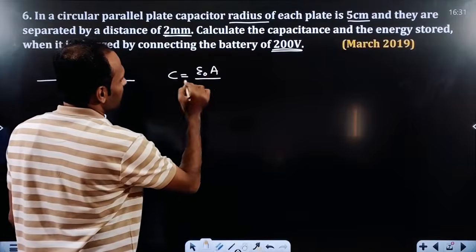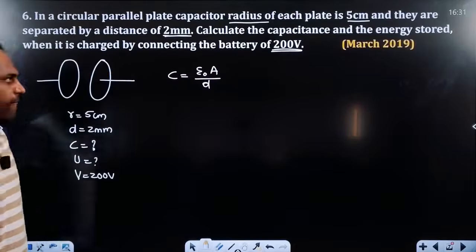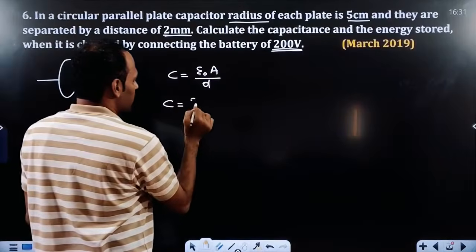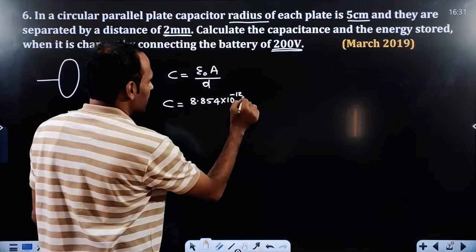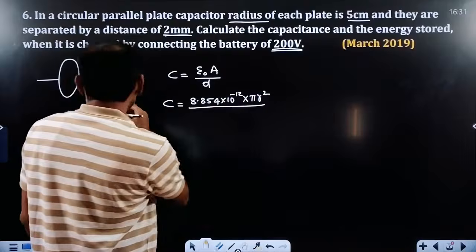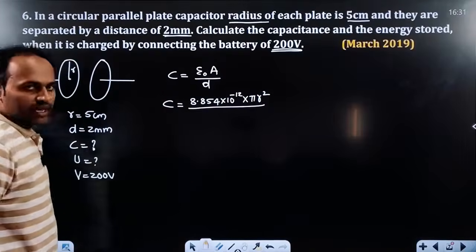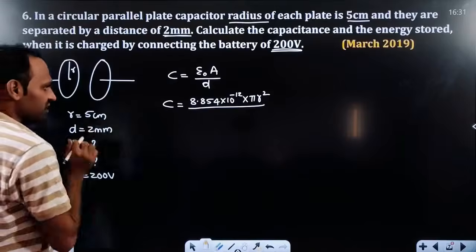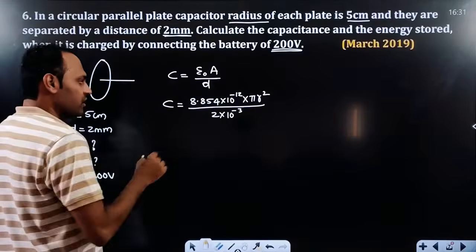Whatever the shape of the plates, for a parallel plate capacitor the capacitance is epsilon naught A by d. Epsilon naught is 8.854 into 10 to the power minus 12. Since the plates are circular, the area is pi r square. The distance between the plates is 2 mm, that is 2 into 10 raised to minus 3 in meters.